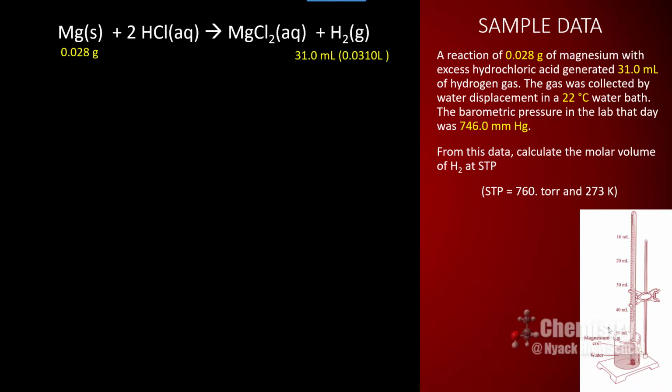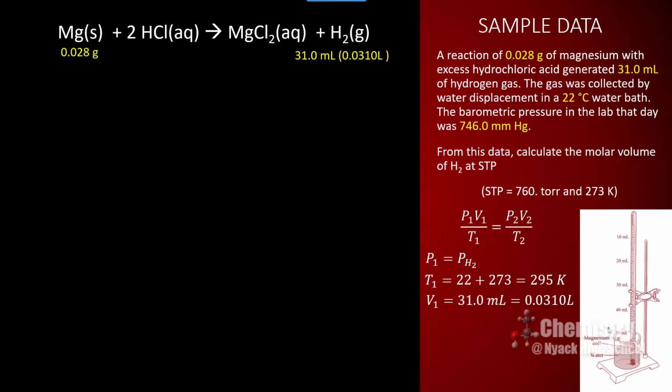So the first thing you need to realize here is that the conditions of the experiment were not at STP. 22 degrees Celsius and 746 millimeters of mercury is not the standard temperature and pressure. So what we need to do is calculate what the volume of the hydrogen gas would be at STP. To do that, we'll use the combined gas law.